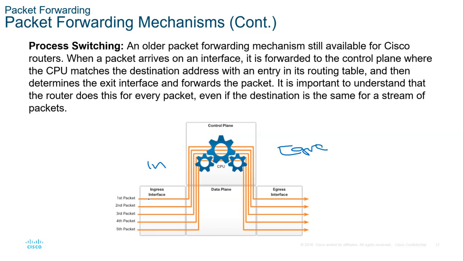Every time a packet reaches the ingress, it has to go through the control plane to be processed. For every packet, if there are 10, all of them keep going through the CPU and are processed. So it is a hectic, resource-intensive switching method, whereby the switch needs to be very powerful to sustain it.